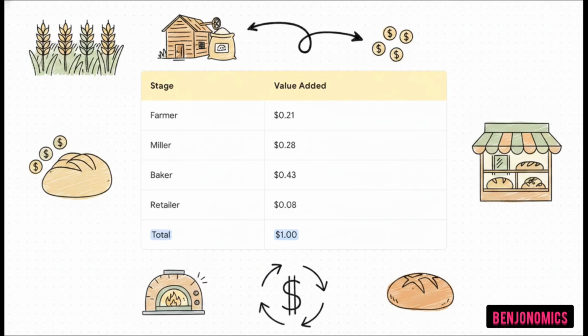A farmer grows wheat and adds 21 cents of value. A miller buys it, grinds it into flour, adding 28 cents of new value. The baker turns it into bread, adding 43 cents. And finally, the retailer sells it, adding 8 cents of value. If we just added up every single receipt along the way, we'd literally be counting the farmer's wheat 4 different times. No way! By only adding the new income created at each step, we reach a final GDP of exactly $1. We perfectly avoid double counting the wheat.